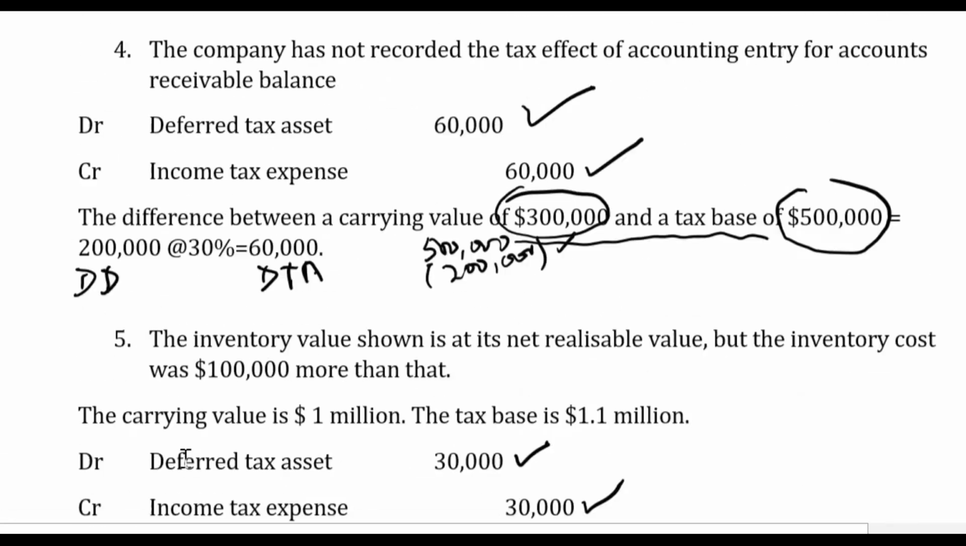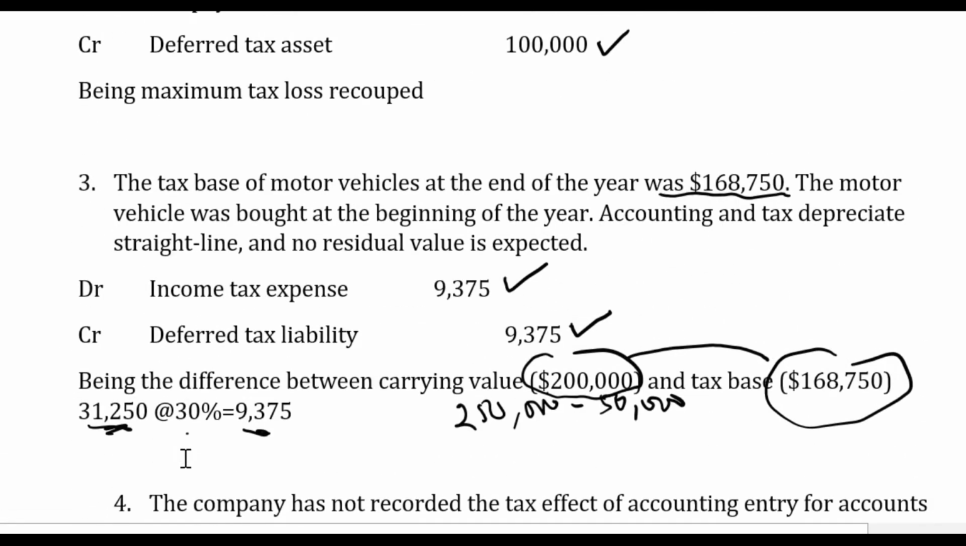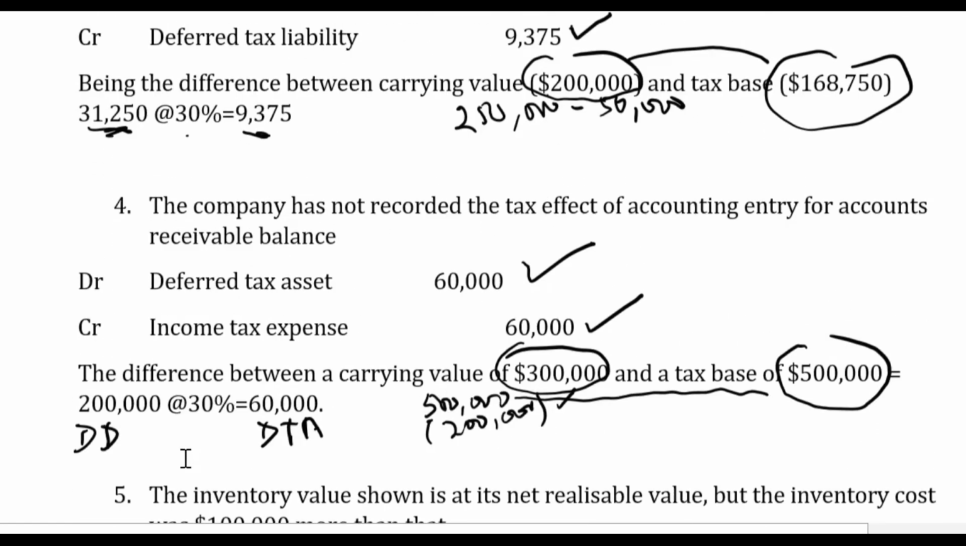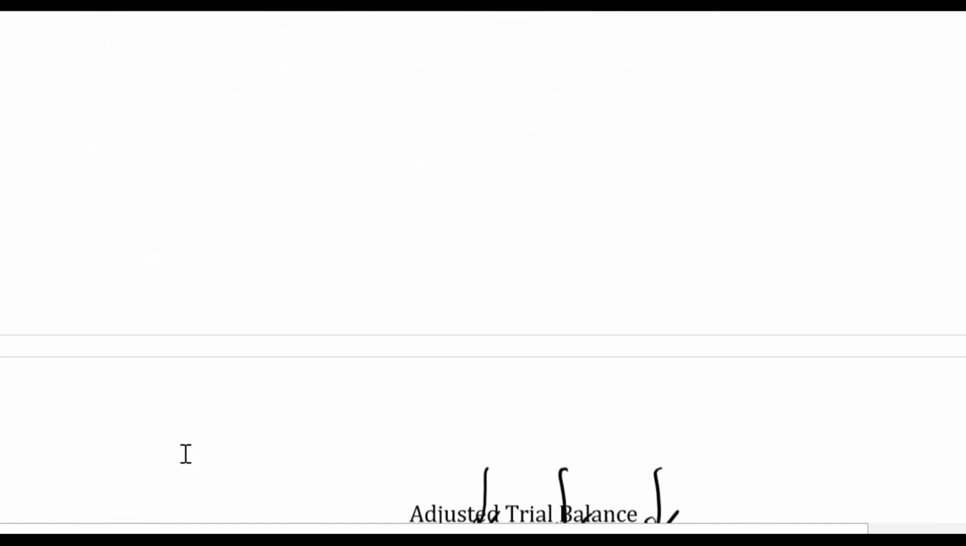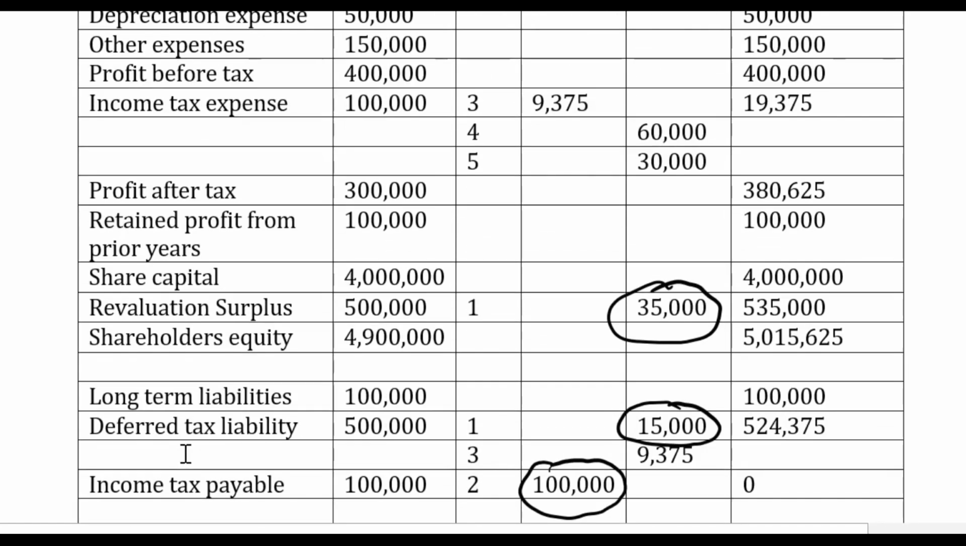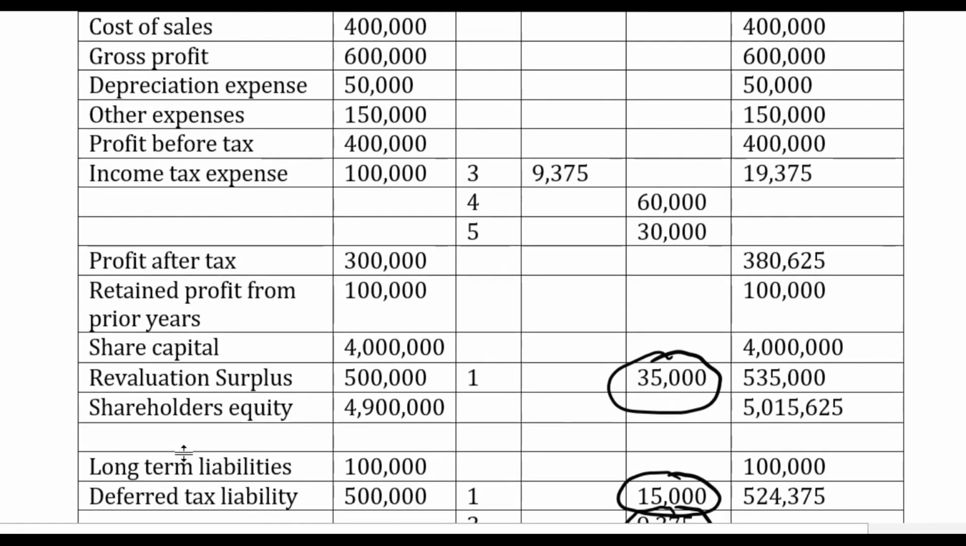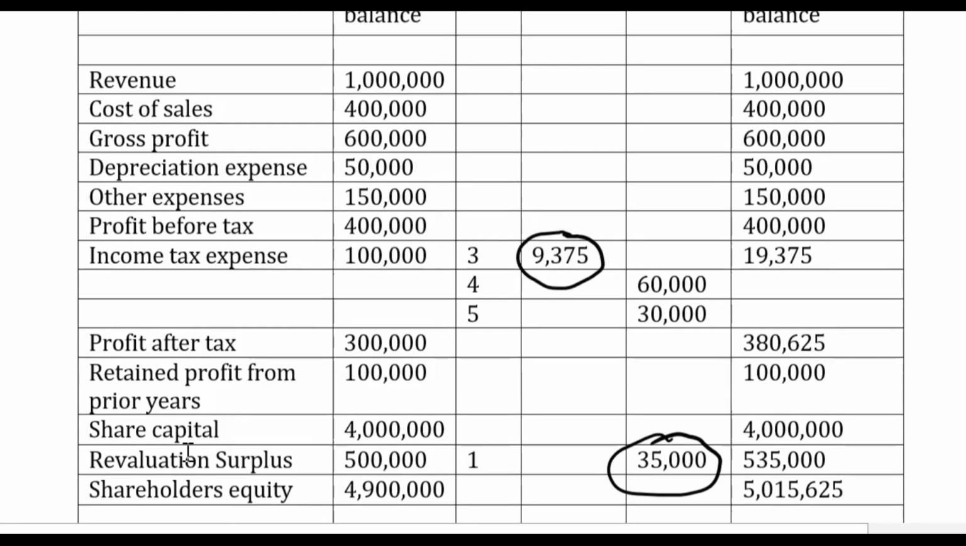Our third entry relates to the motor vehicles, in that there is income tax expense and deferred tax liability 9375. Our deferred tax liability increases by 9375. So our deferred tax liability increases by 9375, and our income tax expense increases by 9375. We credit deferred tax liability and debit income tax expense.